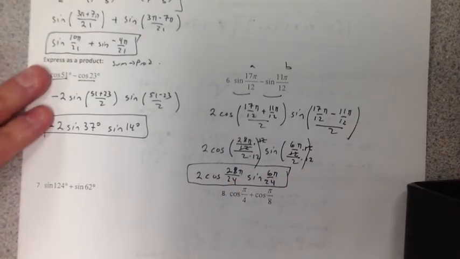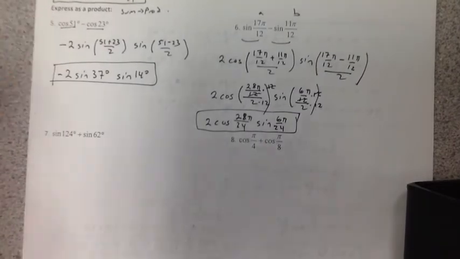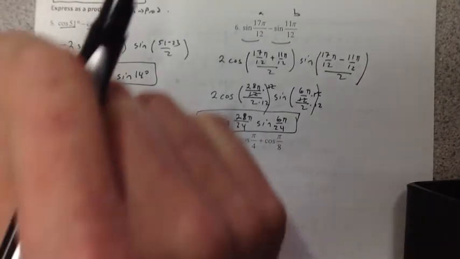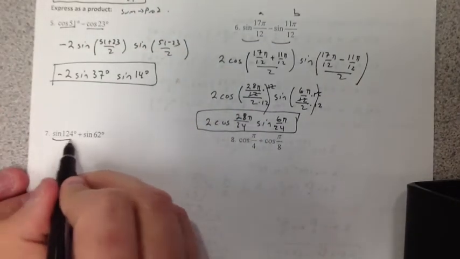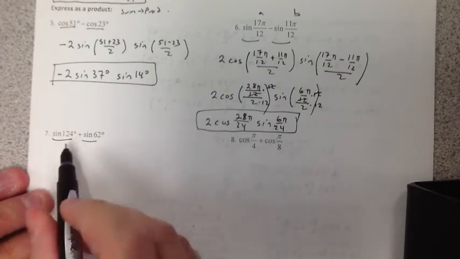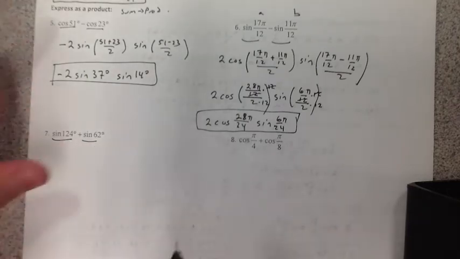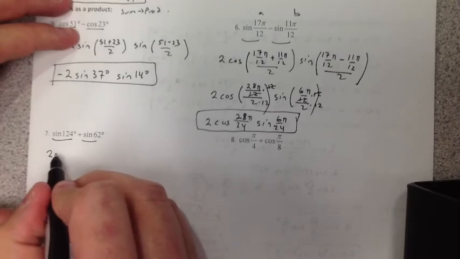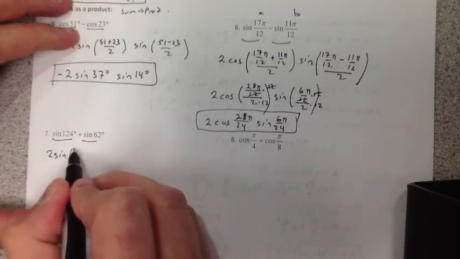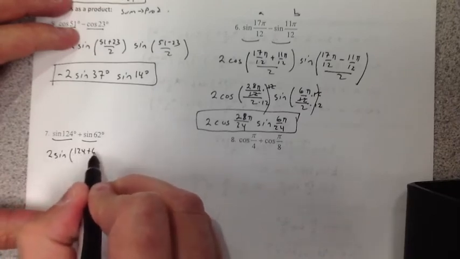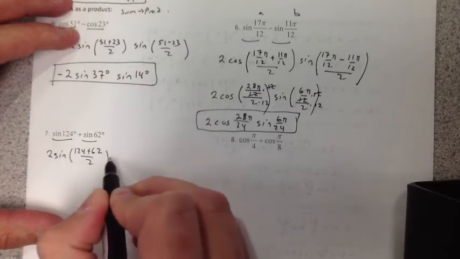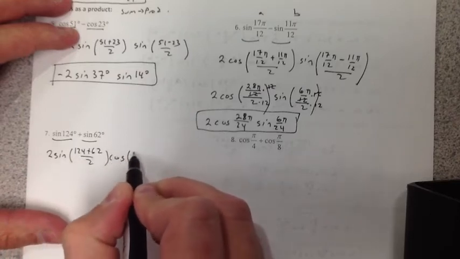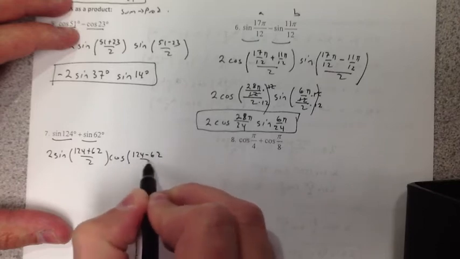All right, so number 7. Let's take a look at one more together. I'll let you guys do number 8 on your own. Number 7 is the sine of 124 plus the sine of 62. Sine plus sine. So my rule here says to write this as 2 sine. Add them together, 124 plus 62 over 2. And the cosine, now I subtract them, 124 minus 62 over 2.